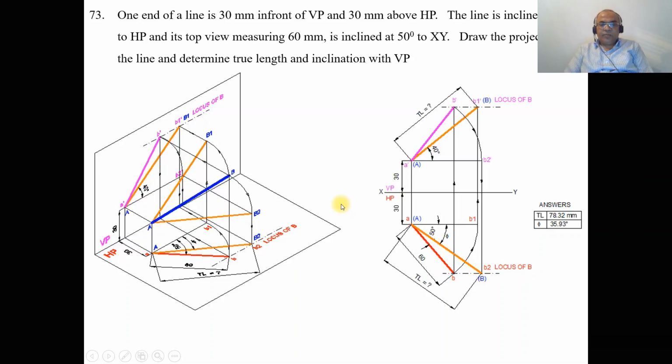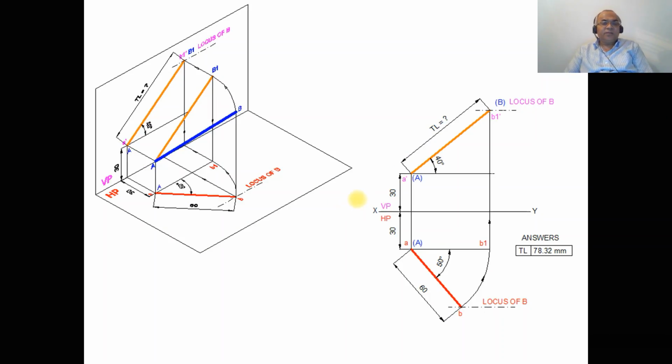Now how is it going to be considered stepwise? First we are going to take the top view, and you make it parallel. Once you make it parallel, here you just project this point. So from A you draw a line which is inclined at 40 degrees so that it is going to cut this locus line here. So you got this capital AB1.